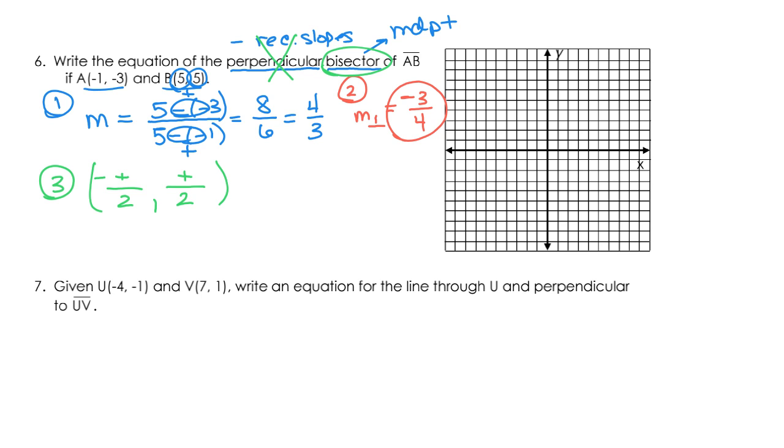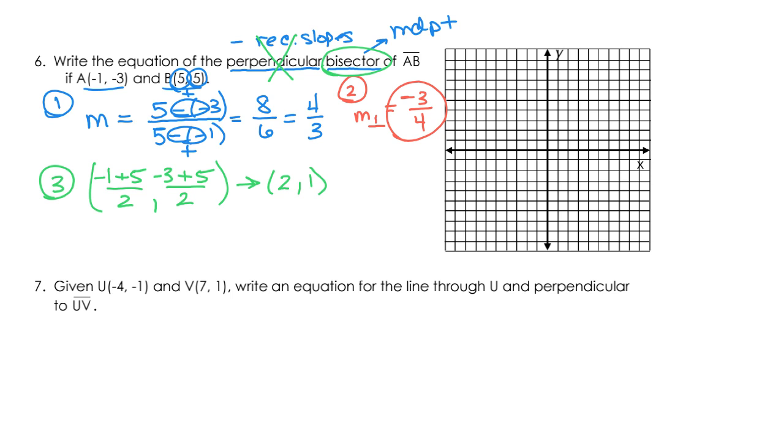Okay, so we're going to take the x of -1 and add the x of 5. And in the second one, we're going to take our y's and average them for the y coordinate, so -3 and 5. Okay, -1 plus 5 is 4, and 4 divided by 2 is 2. -3 plus 5 is also 2, and 2 divided by 2 is 1.